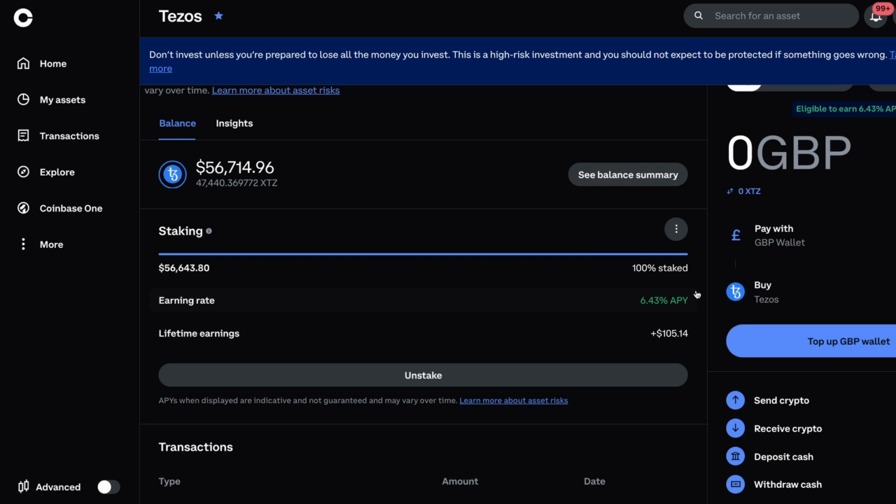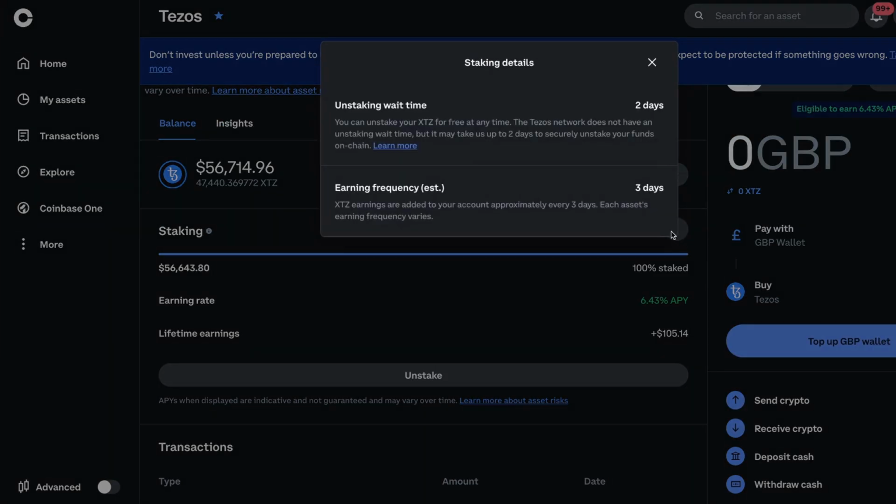But here's the thing, if I go on this button, it gives me the current stats. So it's the unstaking wait time that you want to look into the most. It's basically as it says, if you want to take money out and put it into your primary balance to then sell or trade, you have to wait 2 days. So it makes things a bit more tricky.